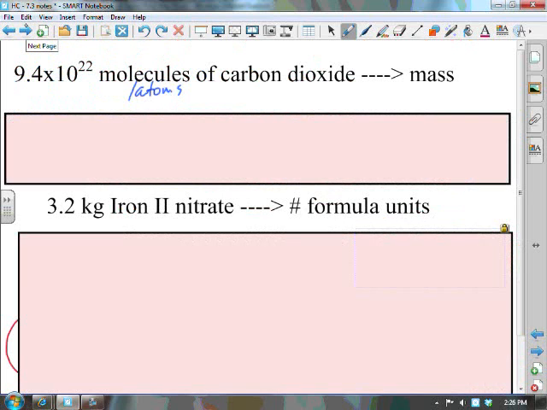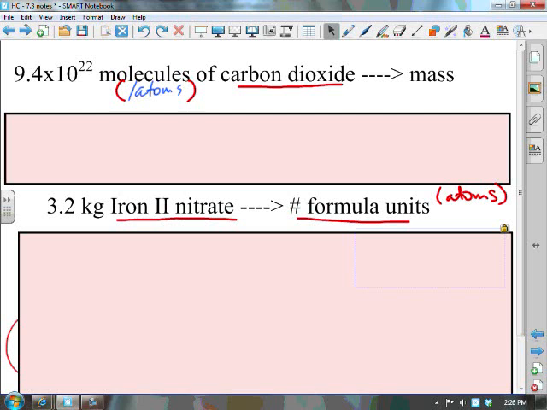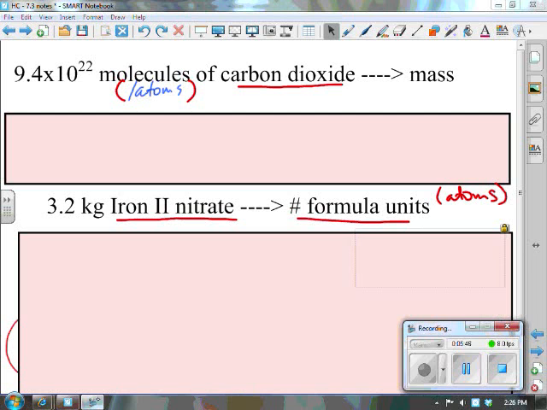What I've got here, two last ones to do. One's going each direction here. So I start out with the number of molecules of carbon dioxide. Now, I put atoms up there just to remember it's the same type of calculation. We use the word molecules because it's a covalent compound. So go from molecules back to mass. And then in the second one here, I've got 3.2 kilograms of iron 2 nitrate, and you're going to number of formula units, which is, again, the same thing as solving for atoms. So I want you to work on these two, pause it, and then I'll show you answers, and you can check your work.